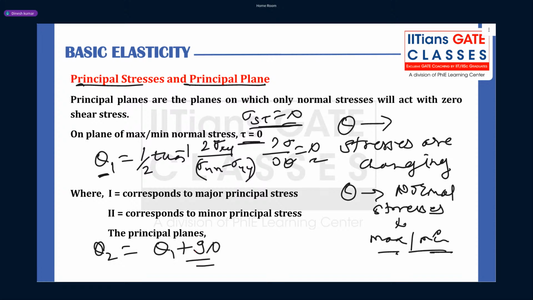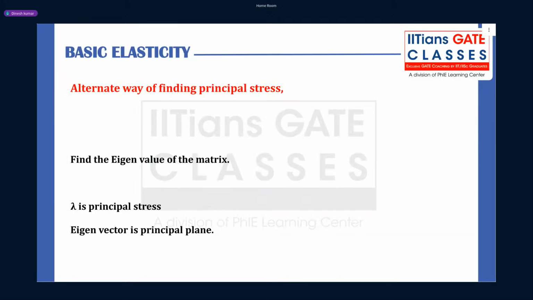Suppose this is your principal plane orientation. You can see this will be one plane, and perpendicular to that is the second plane. So you can see it is theta 1 and then theta 2. So theta 2 is theta 1 plus 90 degrees. So now you know the principal plane. Then what are your principal stresses?